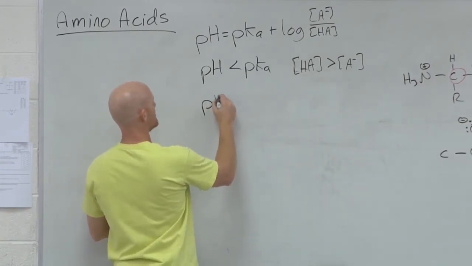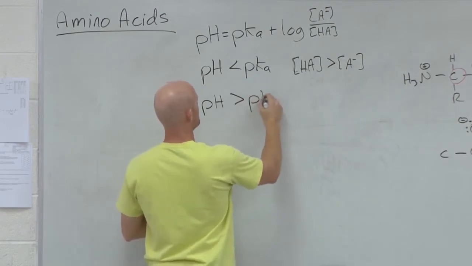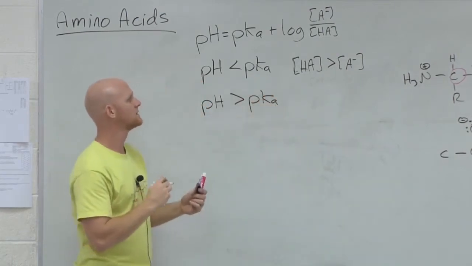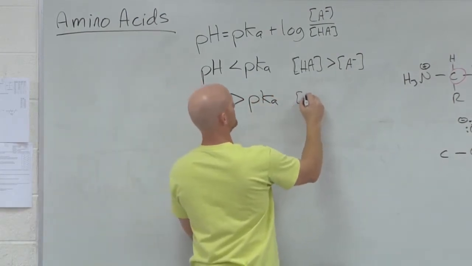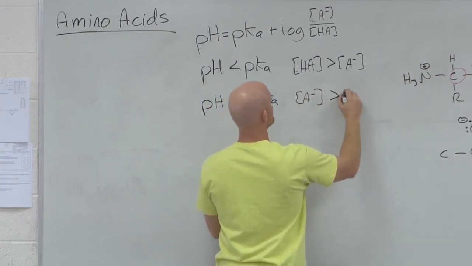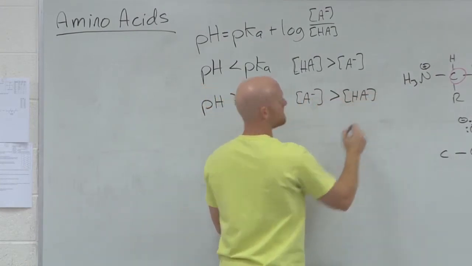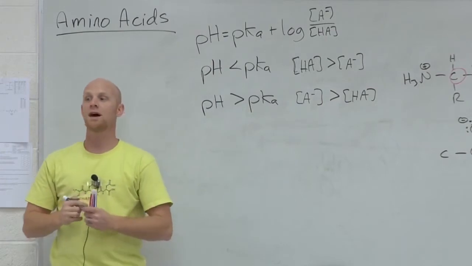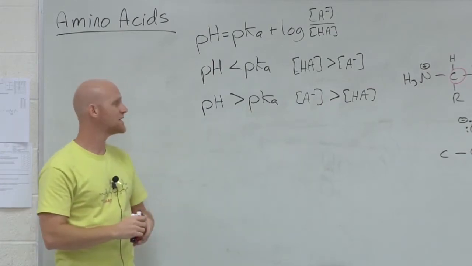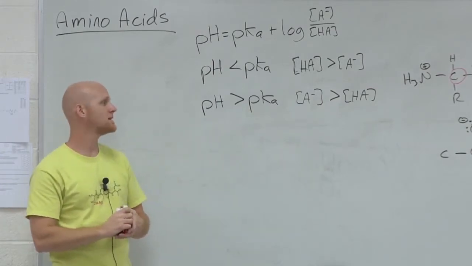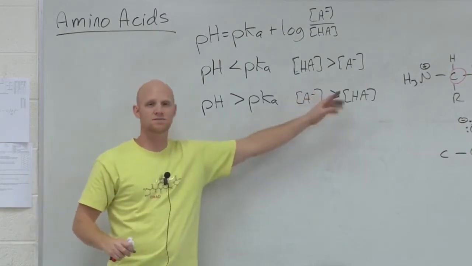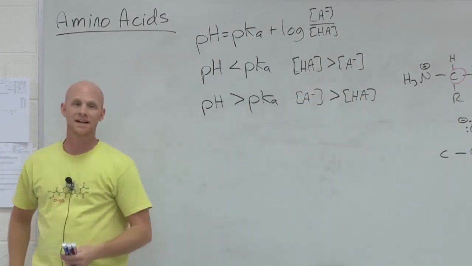Works the other way around as well. If the pH is a more basic number than the pKa, then you're going to have more base. In this case, A- would be greater than the concentration of HA. And every pH unit, again, would be a power of 10. One pH unit higher than the pKa value, 10 times more conjugate base, so on and so forth. That's how this works.